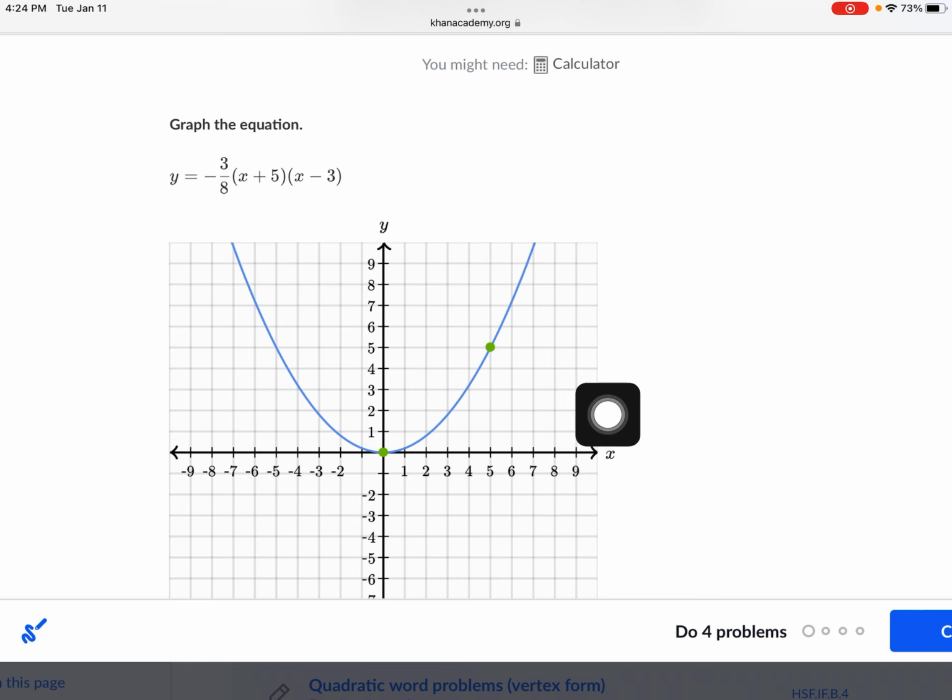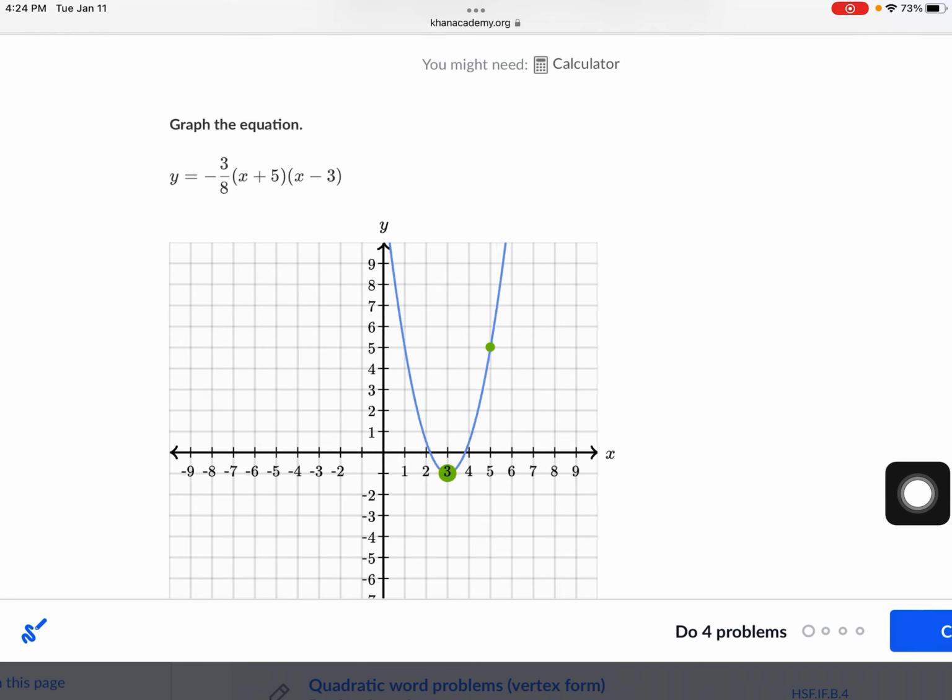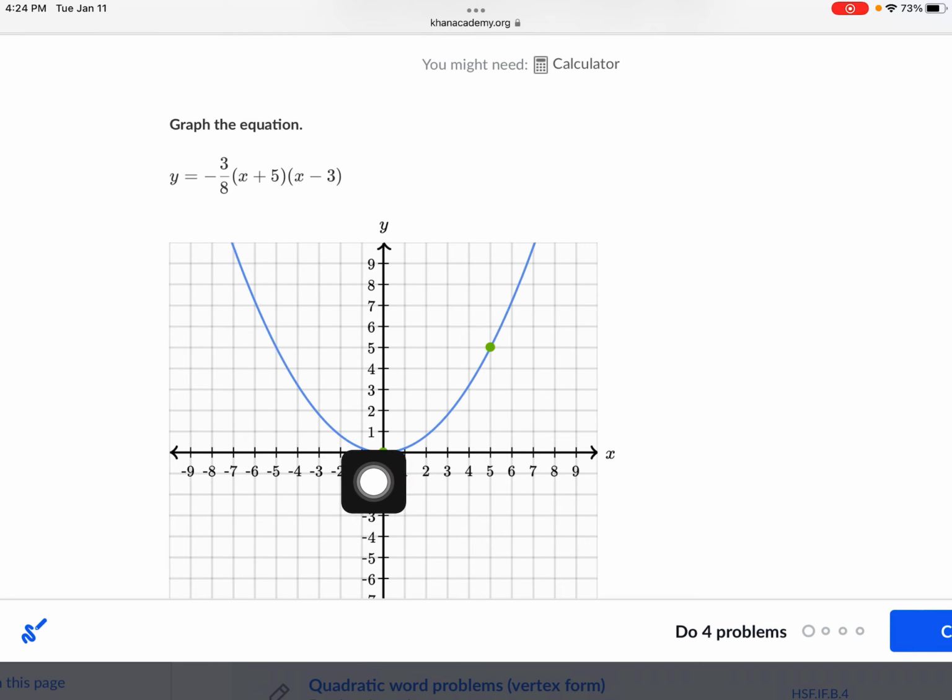Alright, you guys, I just want to go ahead and show you an example on Khan Academy on how to graph it. I will be showing the work on how to find the x-intercepts and the vertex, and then once we do that, we'll go ahead and graph it here. In this case, all you need whenever you're graphing in Khan Academy is 2 points.